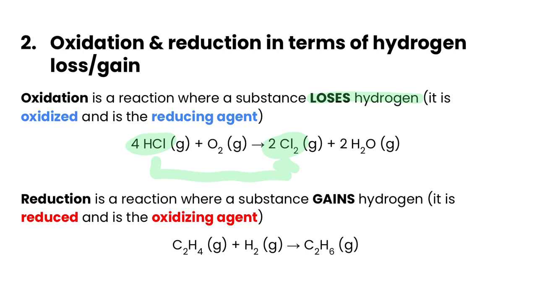Whereas our oxygen to our water would be reduction because it's a gain of hydrogen. And so looking at our second reaction here, if we look at our C2H4, our product C2H6 has gained hydrogen, so that would be a reduction as well. So we can define oxidation and reduction in terms of hydrogen loss or gain as well.